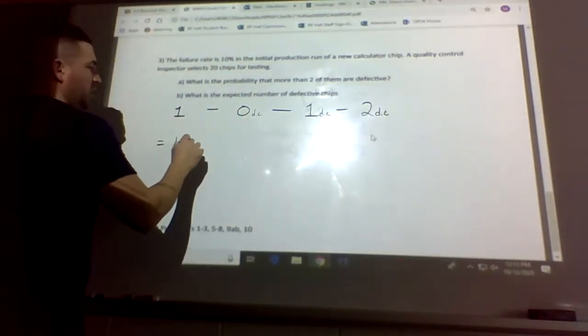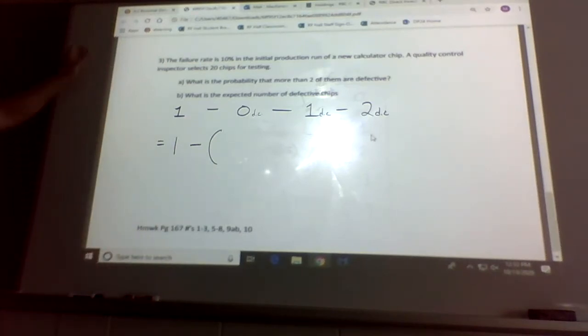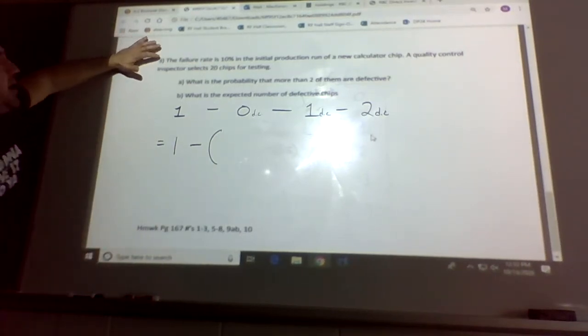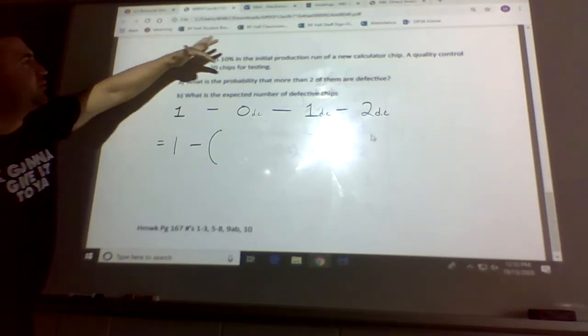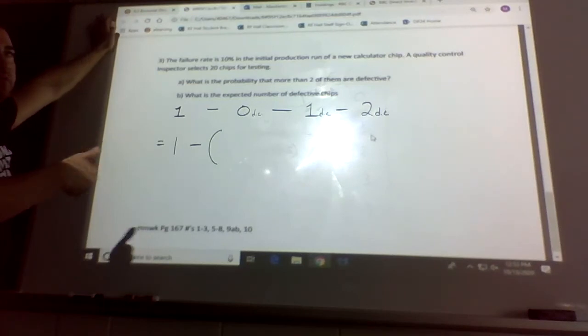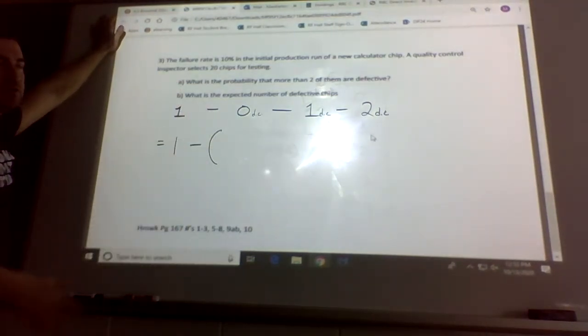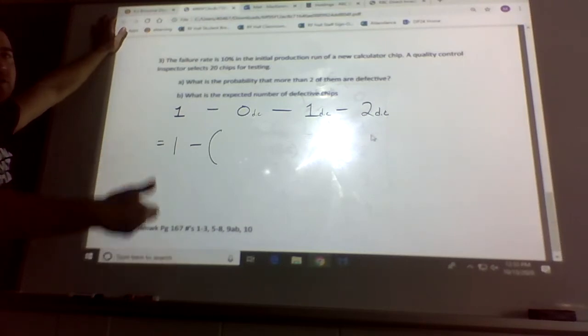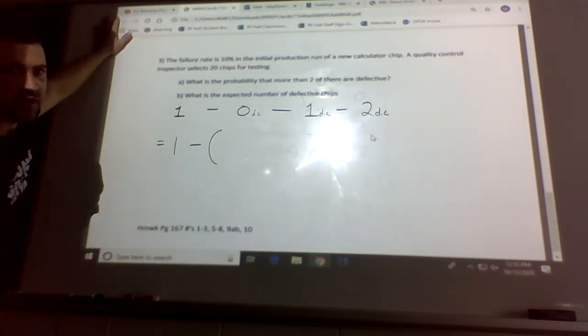So 1 minus, now we'll say the probability of having 0. Okay, so how do you know if it is independent trials here? So it's just a percentage. Every chip has a 10% chance that it will be defective. So if one's not defective, it's not going to affect the defective rate of the next one. It's just 10% for each one.